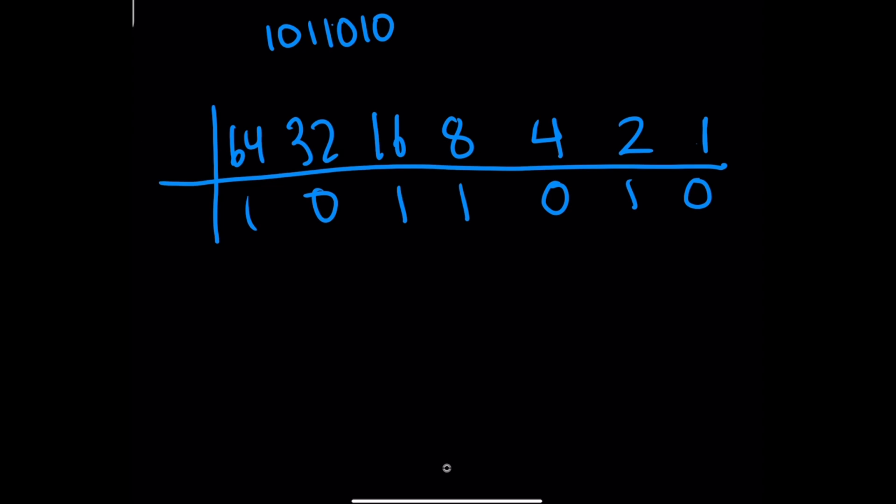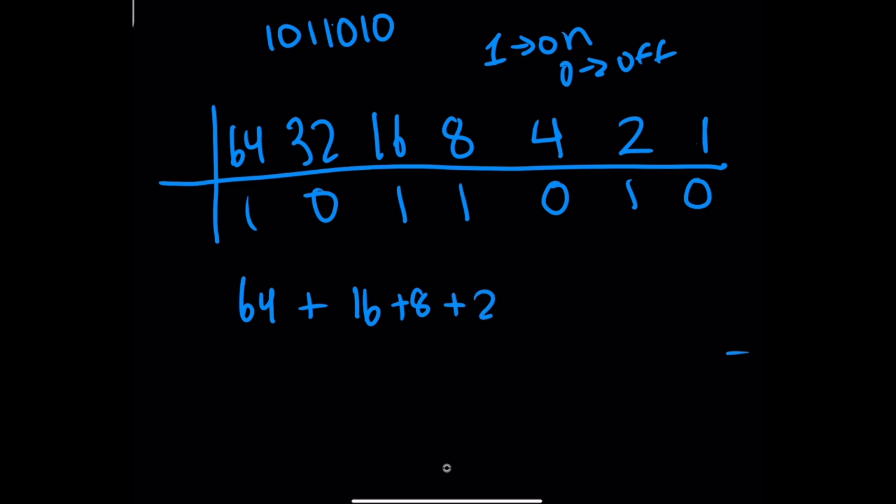Okay. 1 equals on and 0 equals off. Then let's just add these numbers that are on to each other. So we have 64 plus 16 plus 8 plus 2. Okay, so we already know 80 plus 10, and that would just give us 90.